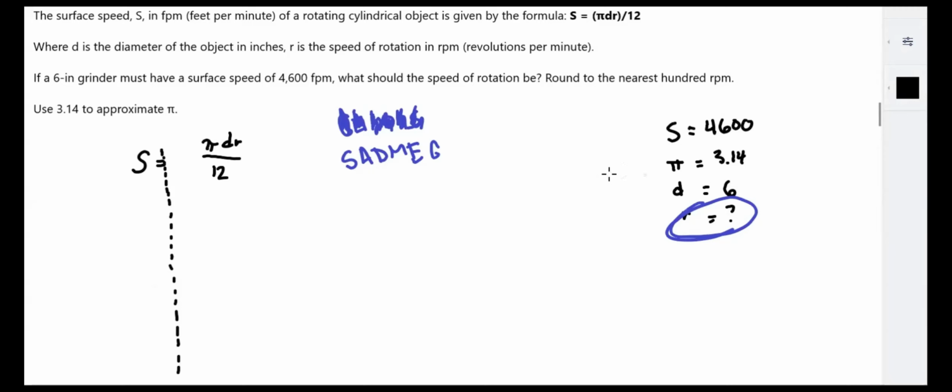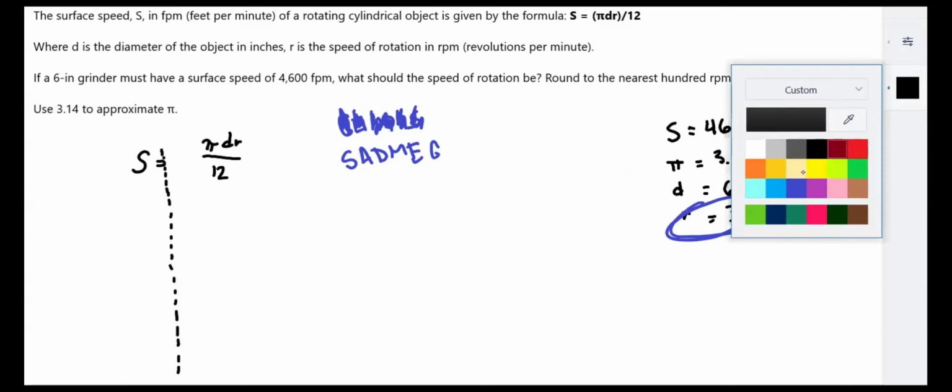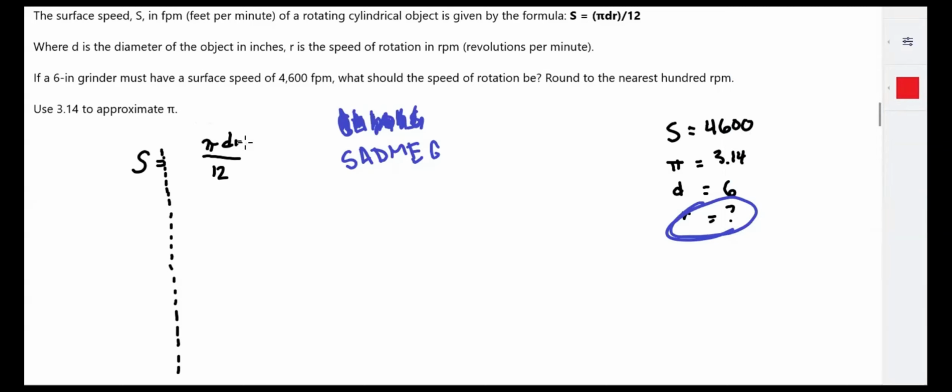So I'm looking at R, and I'm going to first use this color here. I'm looking at R, and I'm going to see, is there any subtraction happening near R? No. Is there any addition happening near R? No. Any division happening near R? Yes. I do have division by 12 happening to the R technically. So the inverse operation of division is multiplication.